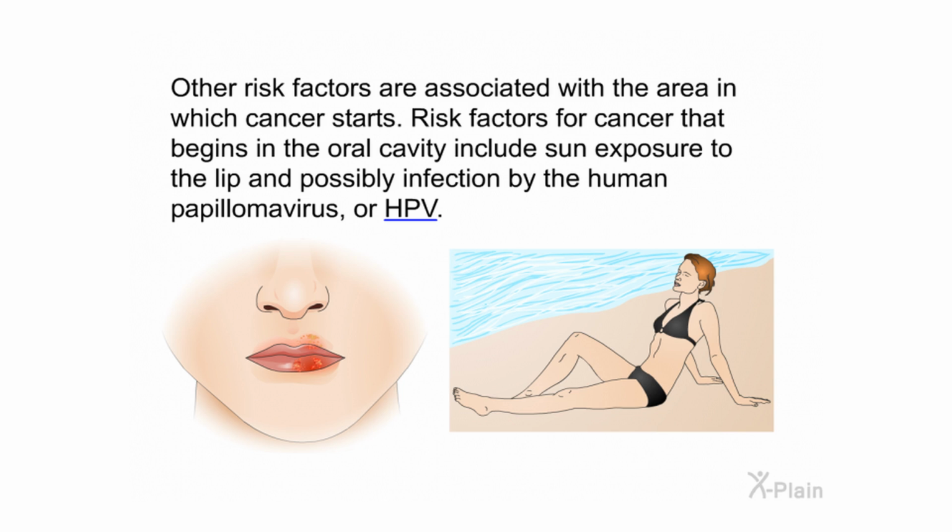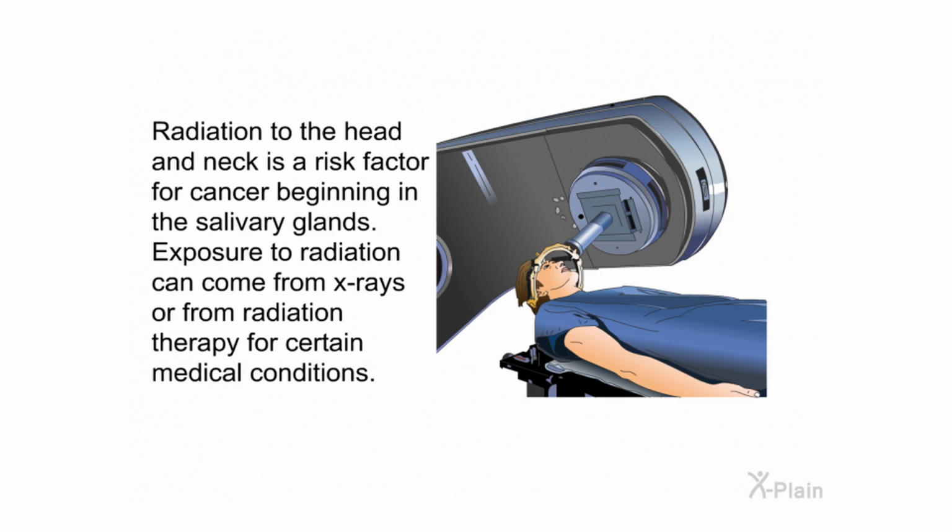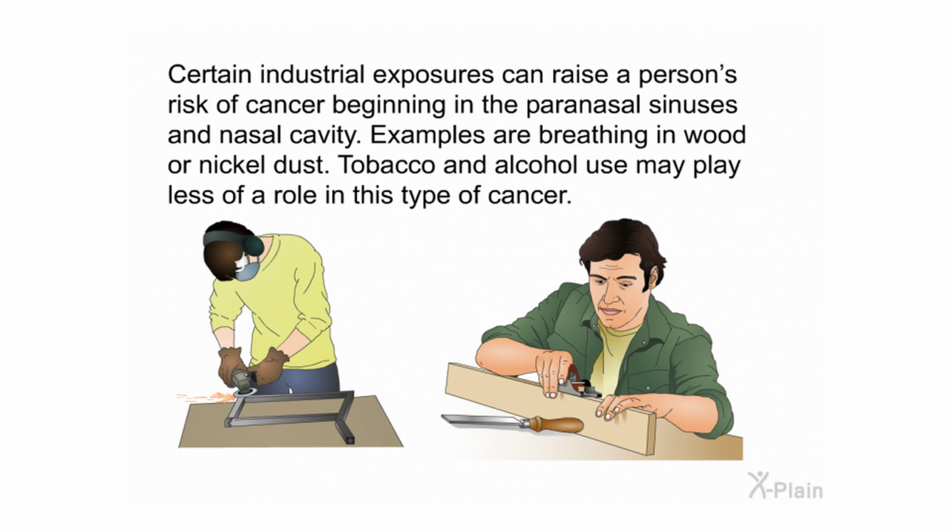Other risk factors are associated with the area in which cancer starts. Risk factors for cancer that begins in the oral cavity include sun exposure to the lip and possibly infection by the human papillomavirus, or HPV. Radiation to the head and neck is a risk factor for cancer beginning in the salivary glands. Exposure to radiation can come from X-rays or from radiation therapy for certain medical conditions. Certain industrial exposures can raise a person's risk of cancer beginning in the paranasal sinuses and nasal cavity. Examples are breathing in wood or nickel dust. Tobacco and alcohol use may play less of a role in this type of cancer.